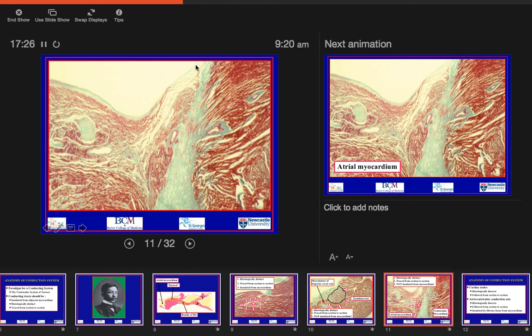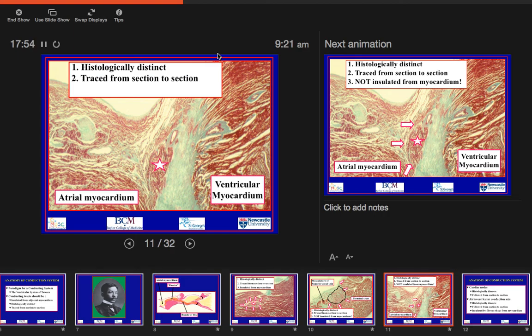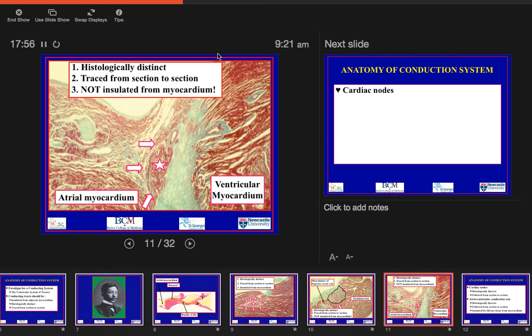So here you see the tissue that Tawara recognized as being the connotum. Atrial myocardium to your left hand, ventricular myocardium to your right hand. And this is a section in which the connotum is insulated from the ventricular myocardium. So there is the connotum, the atrioventricular node, once more, histologically distinct, traceable, but not insulated from the myocardium.